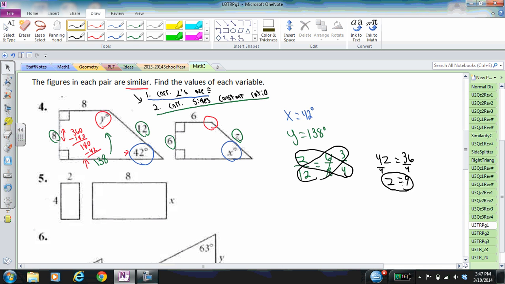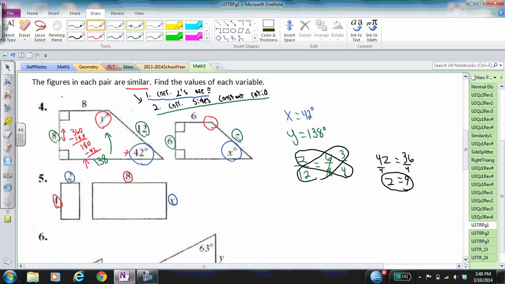Which brings us on to number 5, which is just way easier of a problem. Started you off with a bear there. But the trick here is we have to think about the orientation. Notice that this one is in more of a vertical orientation as opposed to this rectangle, which is in a horizontal orientation. So x actually matches up with 2, while 8 corresponds with 4.